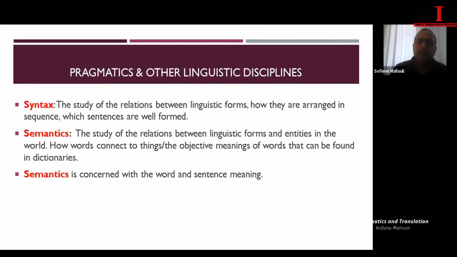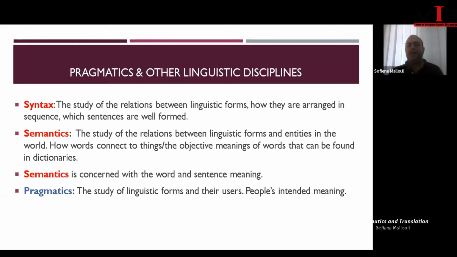Pragmatics at some point was linked to semantics, but it's not necessarily just like semantics. So pragmatics, again, is the study of linguistic forms and their users. Here, pragmatics is linking language production to its speakers, because the way I use language is different from the way B uses language. And the way I intend meaning or encapsulate my message is different from other people's way to express the meanings that they meant, right?